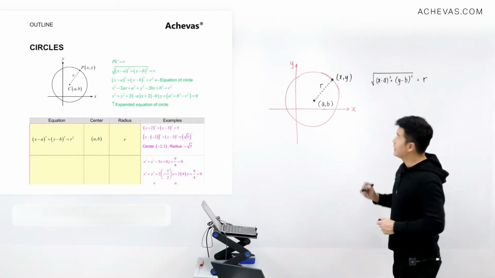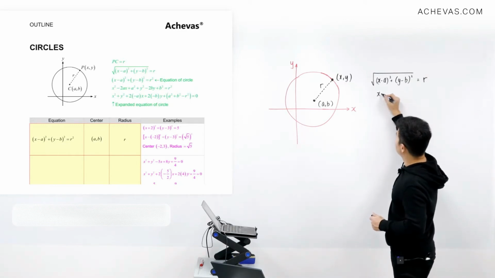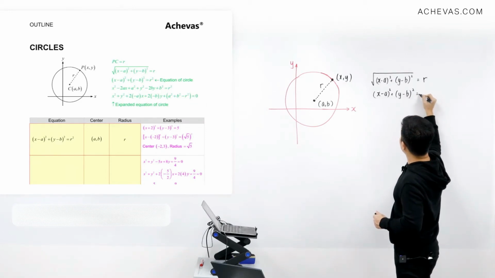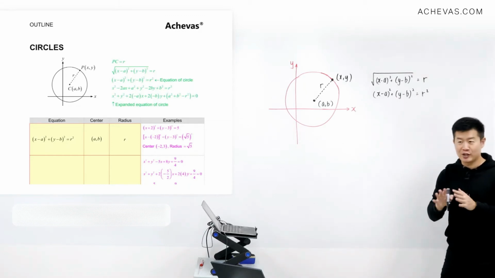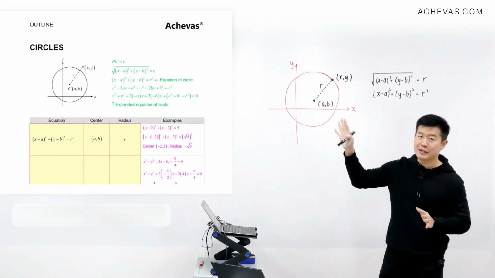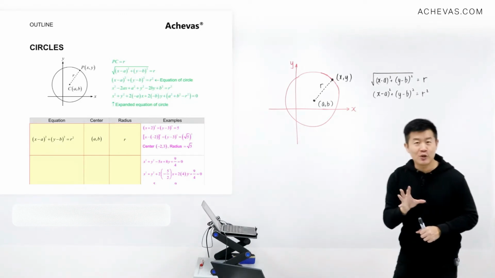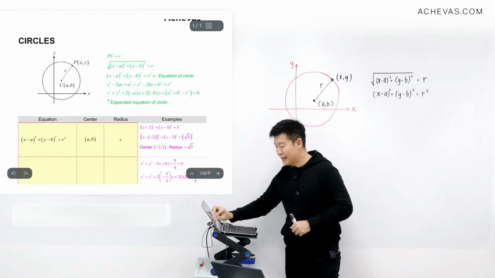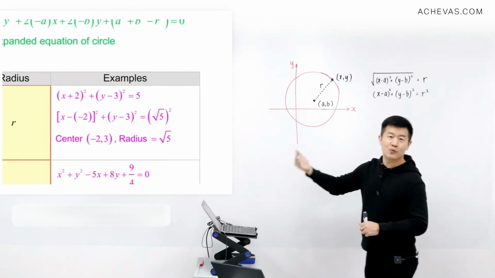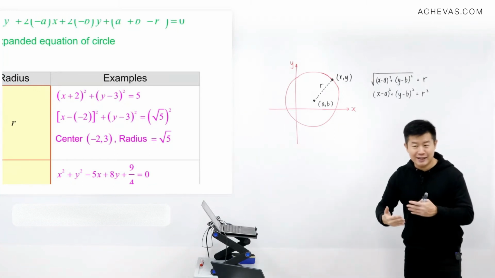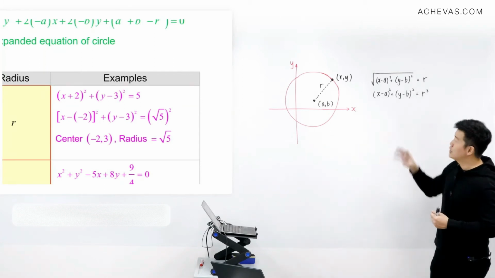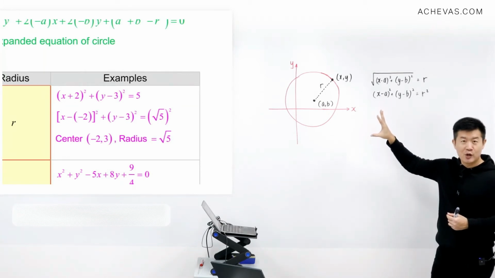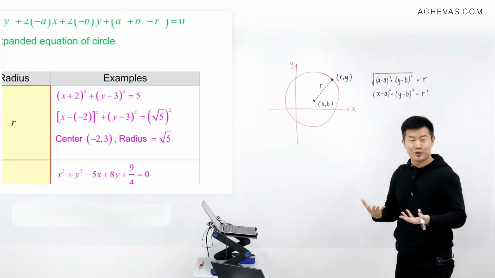And if I square both sides of this equation, we get (x minus a) squared plus (y minus b) squared is equal to r squared. This is the equation of the circle that you will be using now, and you will also be using it in A level. This is a very useful equation because if we are given an equation and told that it represents a circle, we can easily reverse the equation to extract the center and the radius of the circle, which means that we will be able to understand the geometry of the circle.